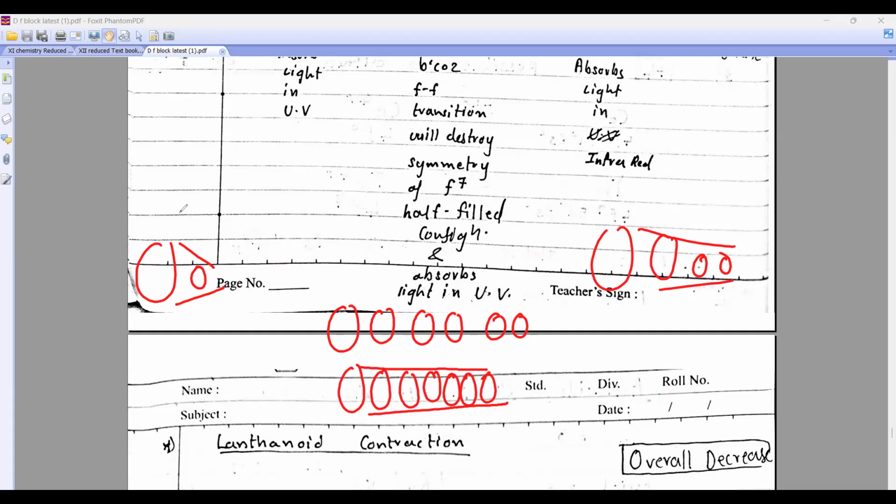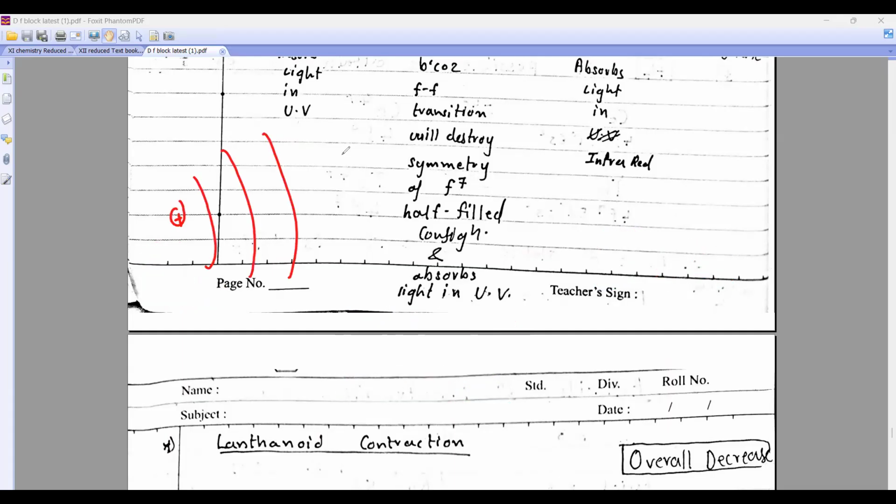Because in F block, where does the electron enter, beta? In the third last shell. Do you remember or not? It enters in 4f, right? Because here, in the D block, it used to enter in D, the second last shell. Here the last electron will enter here.